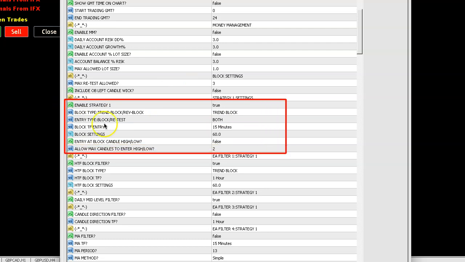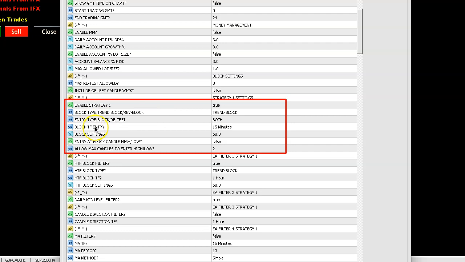Okay, so block type, the trend block: you either choose the trend block or the reversal block. Then you can choose if you only want to enter on block entry or retest, or you can use both. So you can choose what type of entry you want. Do you want the initial entry, or only the retest, or both just in case you miss the first one, or you want to enter on both at the same time. So it all matters. You have to think about that.